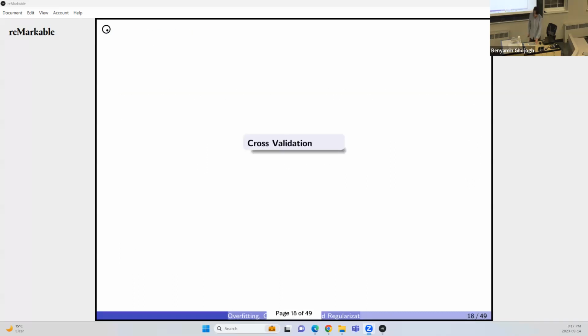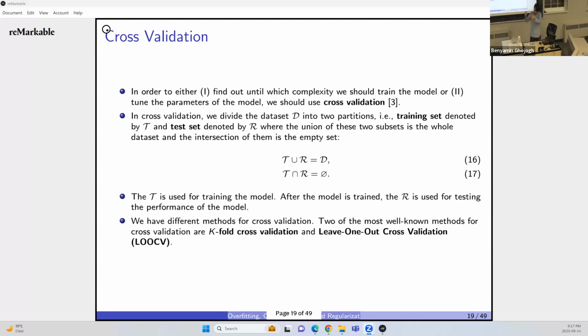Okay, so cross-validation. It kind of relates to what you asked. So we have our data set D, and I assume my training data set I denote by T, and my test data set by R. This is my naming, it doesn't matter. We can split the data into training and test data. One of the ways to split the data is this: I split it so that their union becomes the whole data and they don't have any overlap.